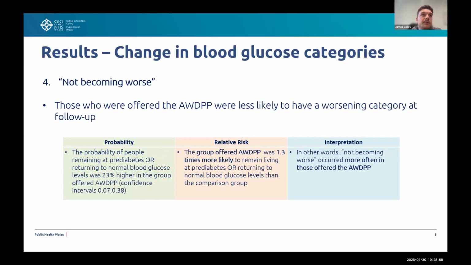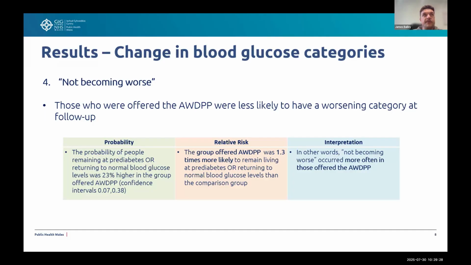Now, we also looked at the probability of an individual within the group that were offered the AWDPP. What was the probability of them having a worsening HbA1c level at follow-up in comparison to the comparison group who received care as usual? The probability of those in the treatment group not having a worsening HbA1c was 23% higher.